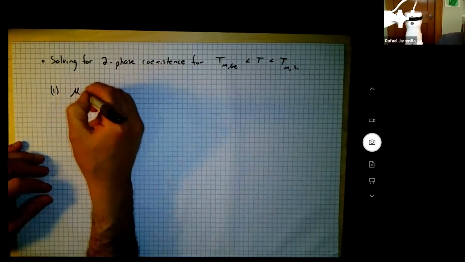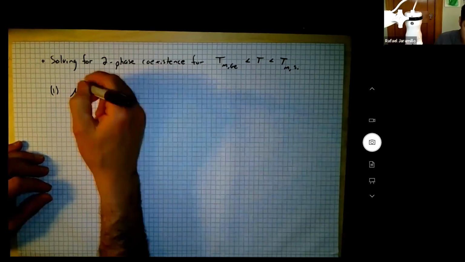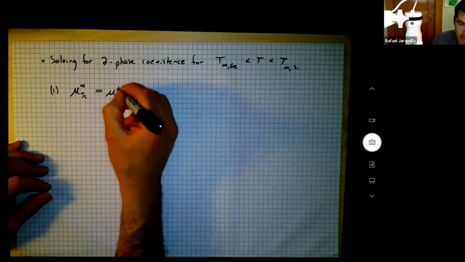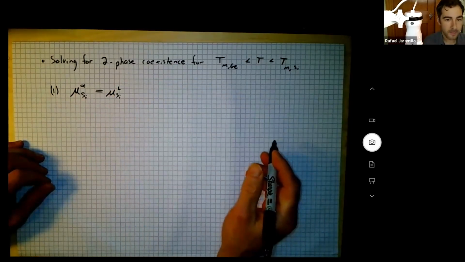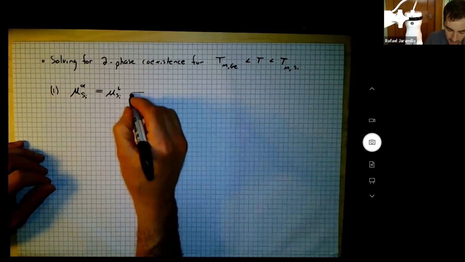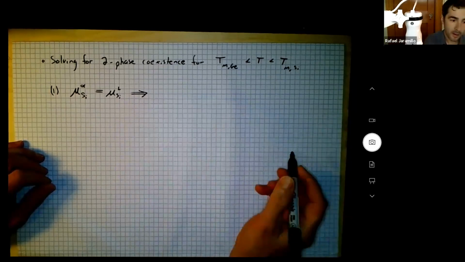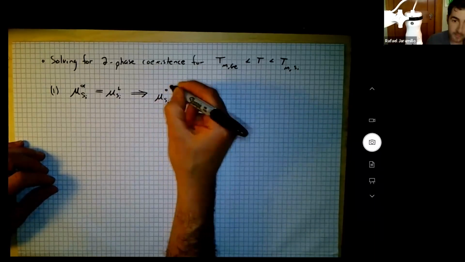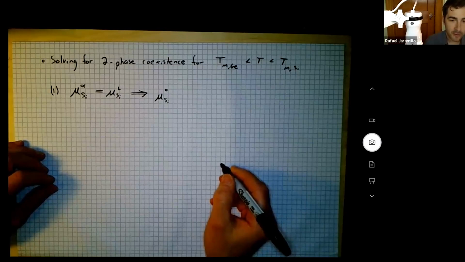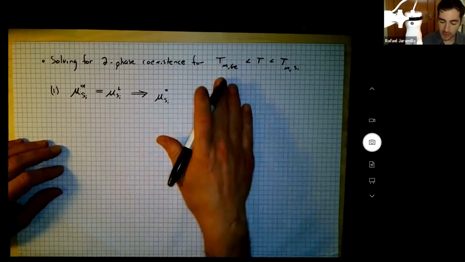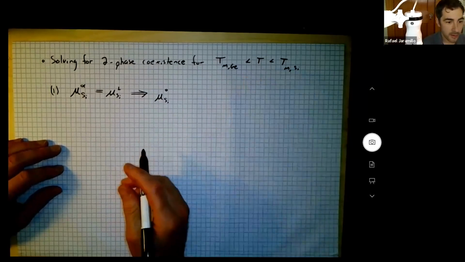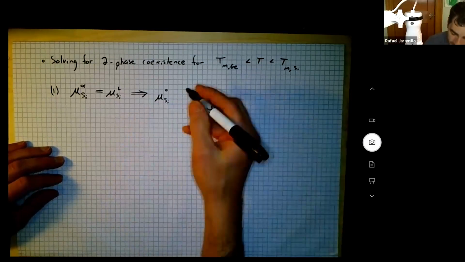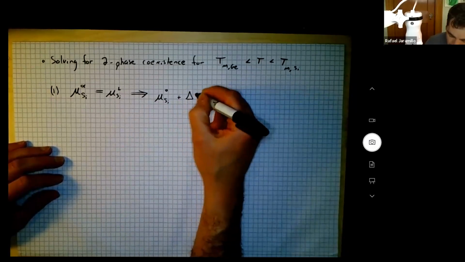What's that? Chemical potentials are equal. Chemical potential of silicon in the alpha phase equals the chemical potential of silicon in the liquid phase. And that's going to become the following. The chemical potential of silicon in its reference state. What's the reference state of silicon? Somebody? At this temperature? Below the melting point of silicon? Solid. Solid, thank you.